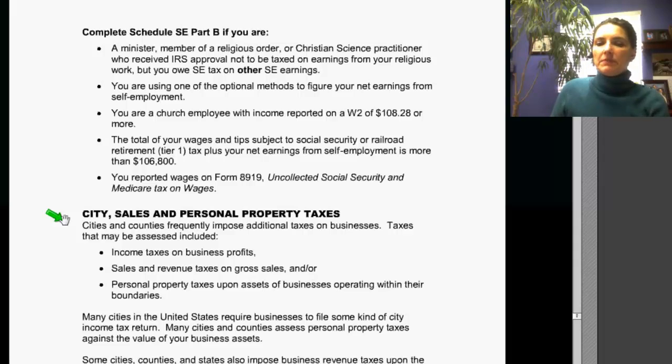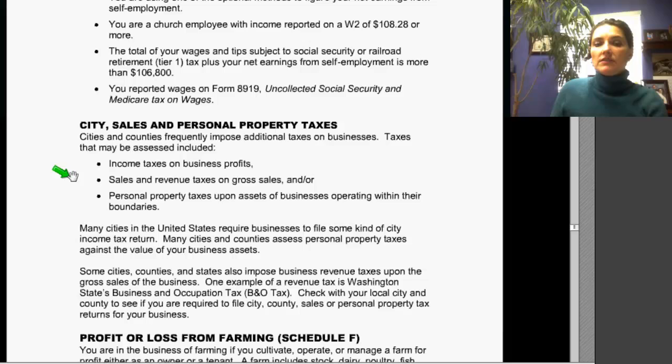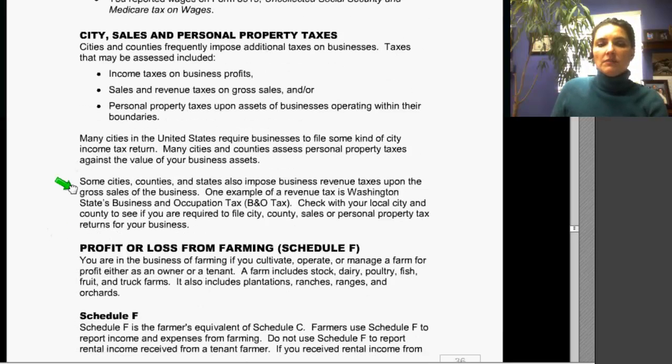Next up is city, state, and personal property taxes. Cities and counties frequently impose additional taxes on businesses. The taxes that may be assessed include income taxes on the business profits, sales and revenue taxes on gross sales, and/or personal property tax upon assets of businesses operating within their boundaries. Many cities in the United States require businesses to file some kind of city income tax returns. Many cities and counties assess personal property taxes against the value of your business assets. Some cities, counties, and states also impose business revenue taxes upon the gross sales of the business.